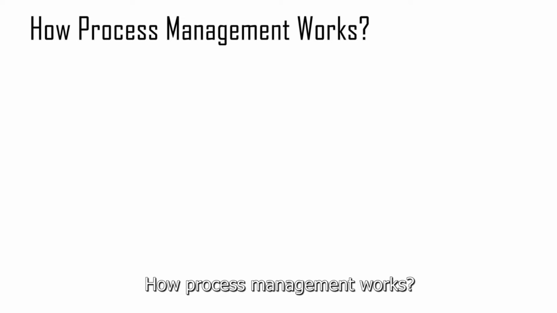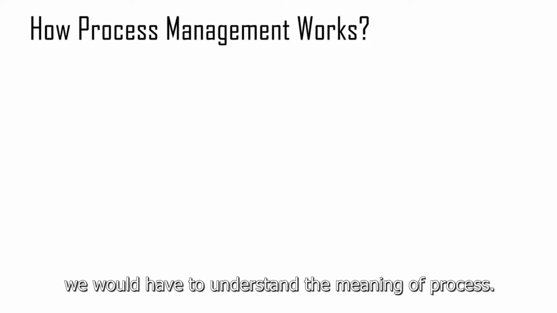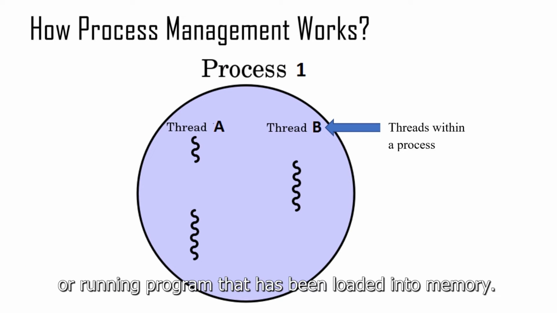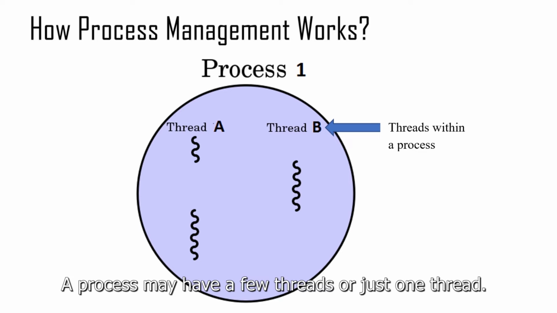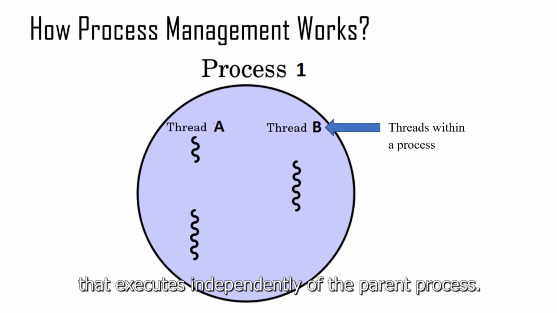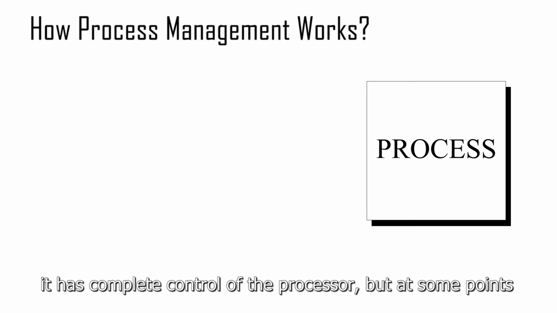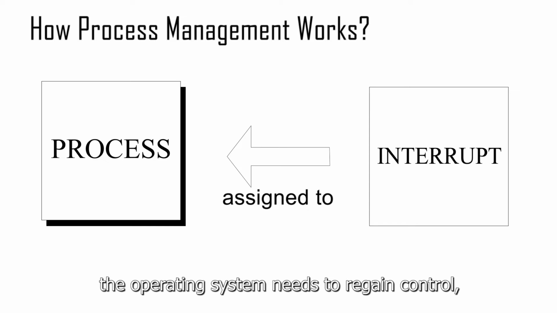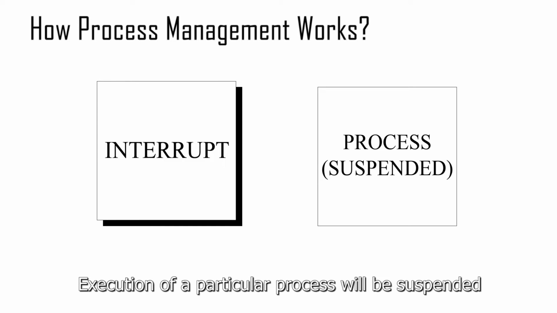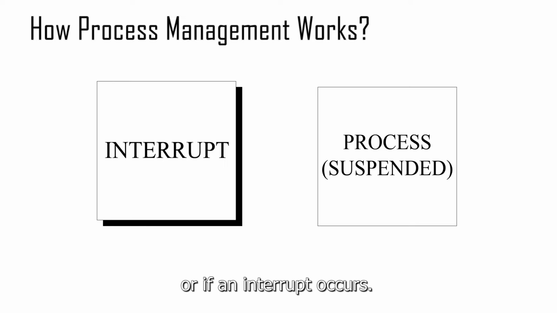How does process management actually work? Before that, we have to understand the meaning of process. A process is a program in execution, or a running program that has been loaded into memory. A process may have a few threads or just one thread. A thread is a sub-process that executes independently of the parent process. While a process is executing, it has complete control of the processor, but at some point the operating system needs to regain control, such as when it must assign the processor to the next process. Execution of a particular process will be suspended if that process requires an I/O operation or an interrupt occurs.